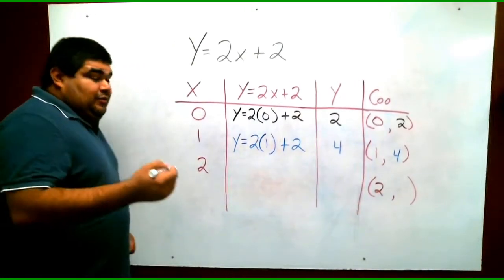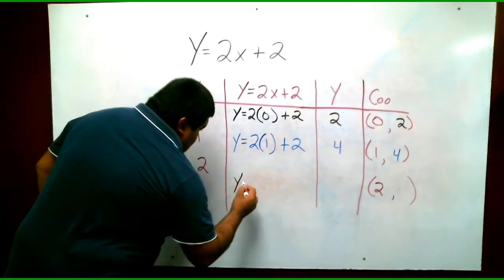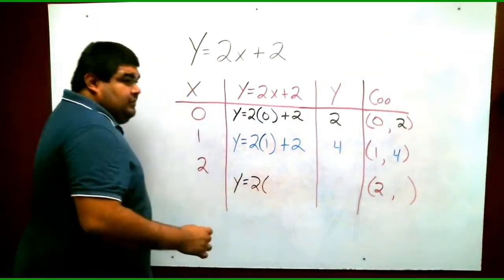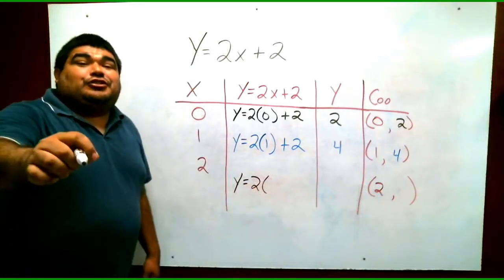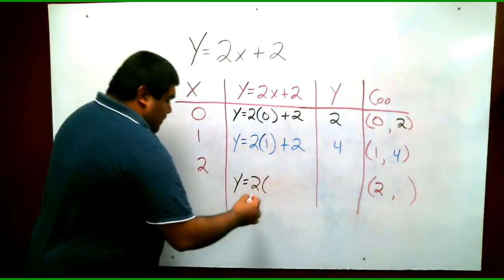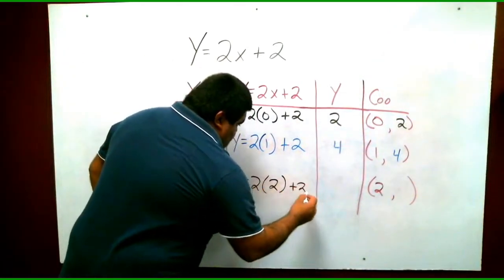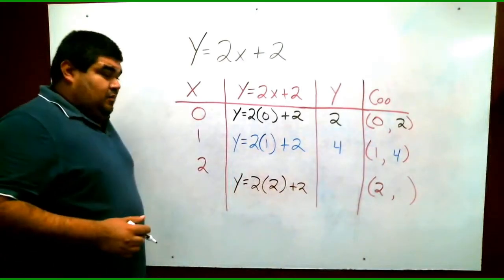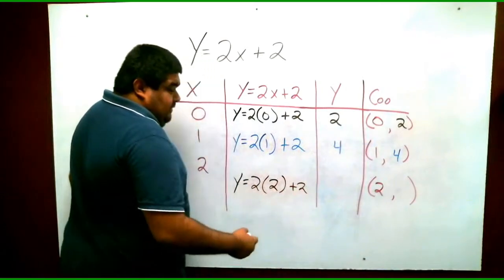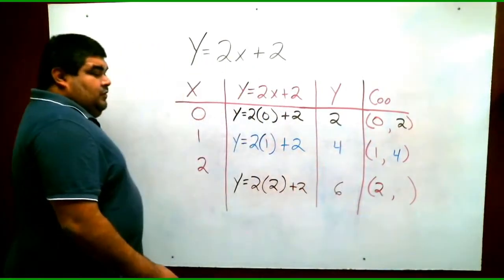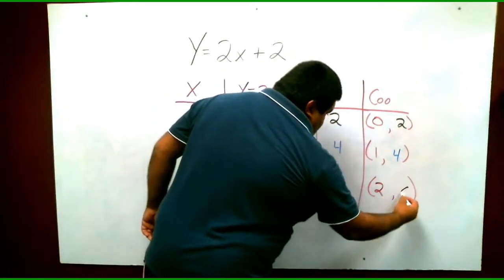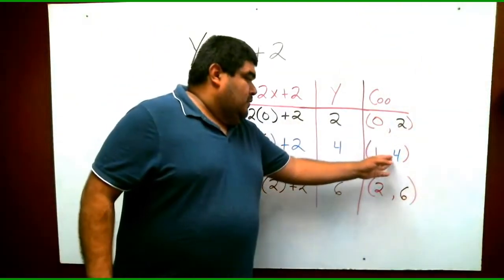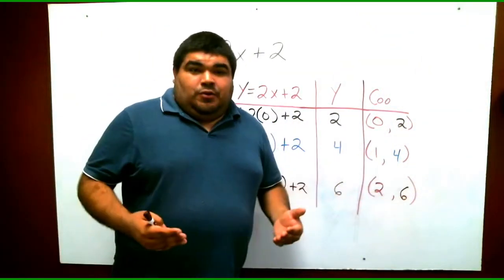So again, we do it one more time. This time we have y equals, again, 2, parentheses, the number we're going to put in is 2, right? Because 2 is the one we're dealing with. 2 plus 2. So 2 times 2 is 4, right? 4 plus 2 is 6. So we have 6 as our y. So we put in 6 for here. Notice that now we have 3 coordinates. Okay? We're going to graph those 3 coordinates and make our line.